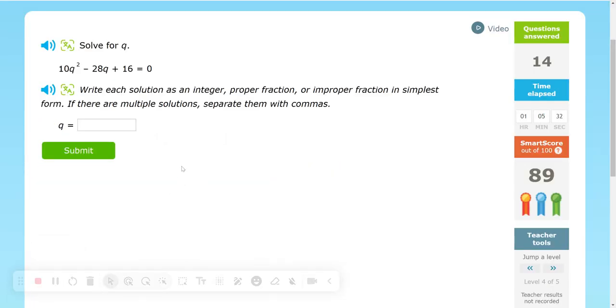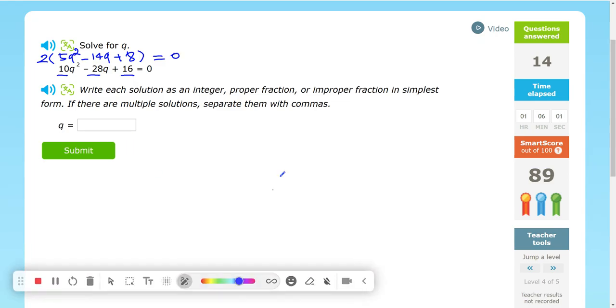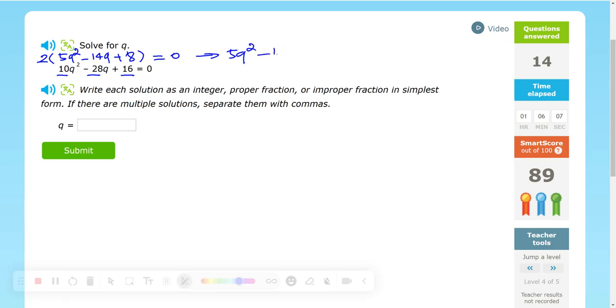Here we go. So, number 10, negative 28, 16. You can factor it out. You can make it smaller. I would factor number 2. Okay? So I would factor number 2. So now I come out right here. Factor number 2. So you can see it becomes 5q squared, subtract 14q and then plus 8 equals 0. Okay? So now I can drop the number 2. So I got 5q squared, subtract 14q plus 8 equals 0.